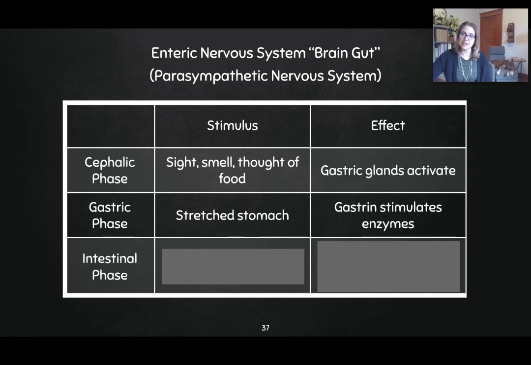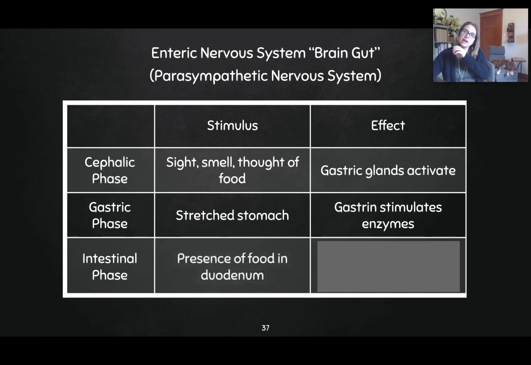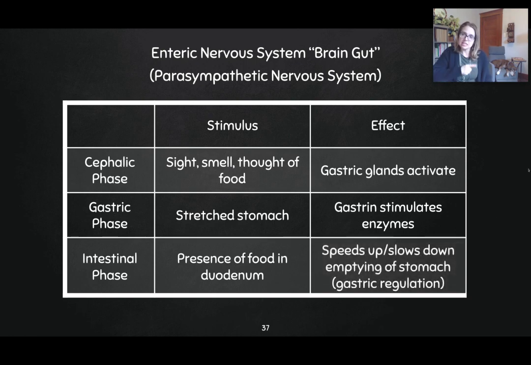The intestinal phase, so the activities of my intestine, which is the next step after the stomach, when I have food that moves from my stomach into the duodenum, through that pyloric sphincter, just the first little bit trickling through, that first bit of food that's in the intestines is going to stimulate the intestinal phase, which controls how often and quickly my stomach lets things out. So it's like a bouncer at the door.